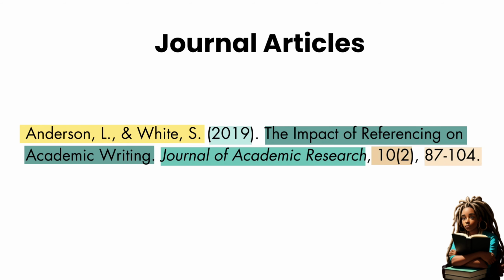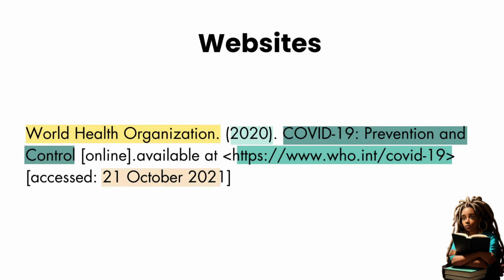For journal articles, you need author or authors, the year in parentheses, article title in regular font, the journal title in italics, then the volume and the issue number, and lastly, the page numbers. Now, let's look at websites. Firstly, you must provide the author or authors' names or the name of the website if there are no authors, the year, the page title in regular font, followed by online in square brackets, and available at, then a full URL and the date you've accessed it.